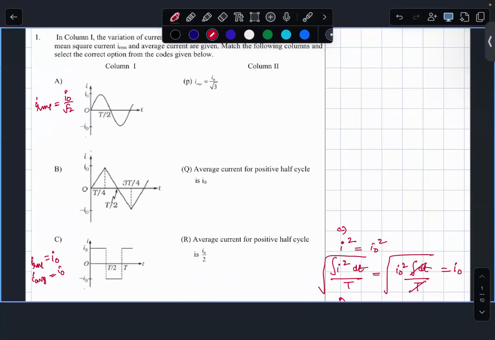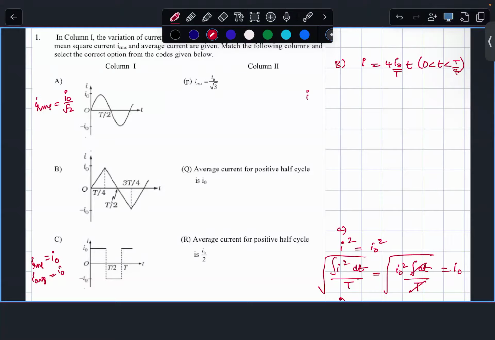Now you take only the function for B. For B, I is equal to 4 I naught by T times t, for 0 less than t less than T by 4. Remember, trust me, this is the same function that repeats every time. So for such functions you don't require to divide over the full period; one quarter is enough, as it is repeated in the 4 quarters.